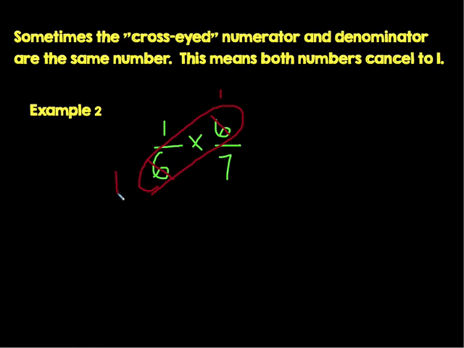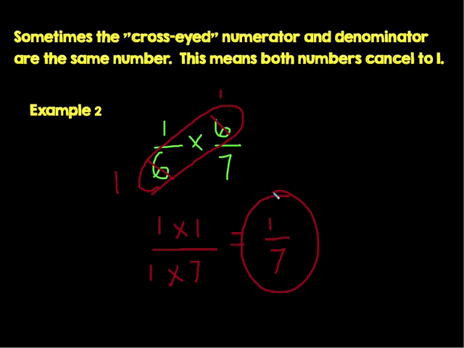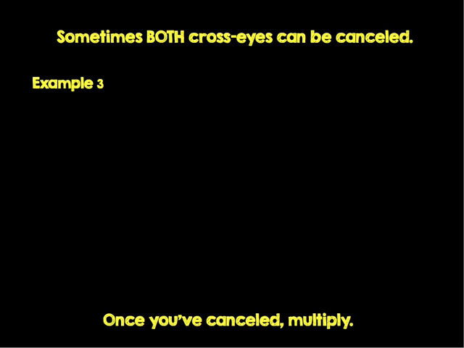So now I've got 1 times 1 on the top and 1 times 7 on the bottom. Well, 1 times 1 is 1. 1 times 7 is 7. And we know when we have a 1, we're done. That's in lowest terms. Make sure you copy everything that I've written. Well, let's look at example number 3.